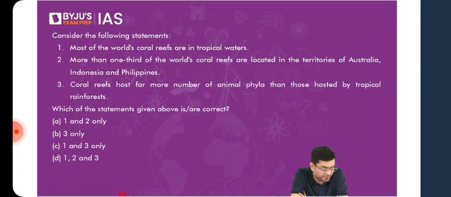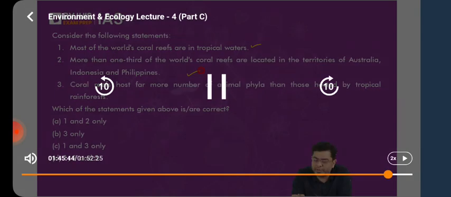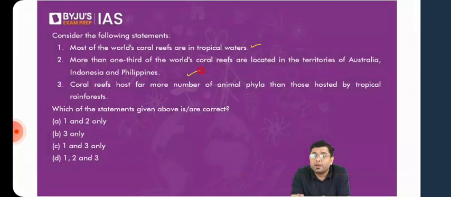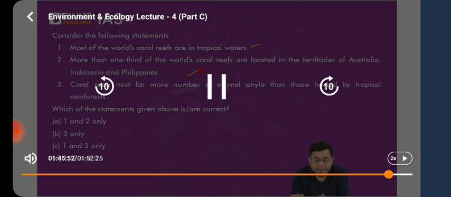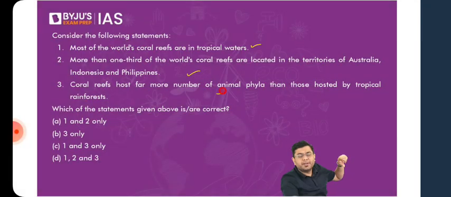So again, I think many of you are randomly clicking all the above, right? So here, what you have is: most of the world's coral reefs are in tropical waters. This is considered to be correct. Most of the 1/3 of the world's coral reefs are situated in this region. We have also had a discussion about the coral triangle, right? We have discussed which are the areas under the coral triangle. And coral reefs host far more animal phyla than those hosted by the tropical rainforest. Now, when you consider a rainforest, the species of insects in itself is so high that coral reefs have a lesser amount of species diversity. So here you will have 1 and 2, which is correct.